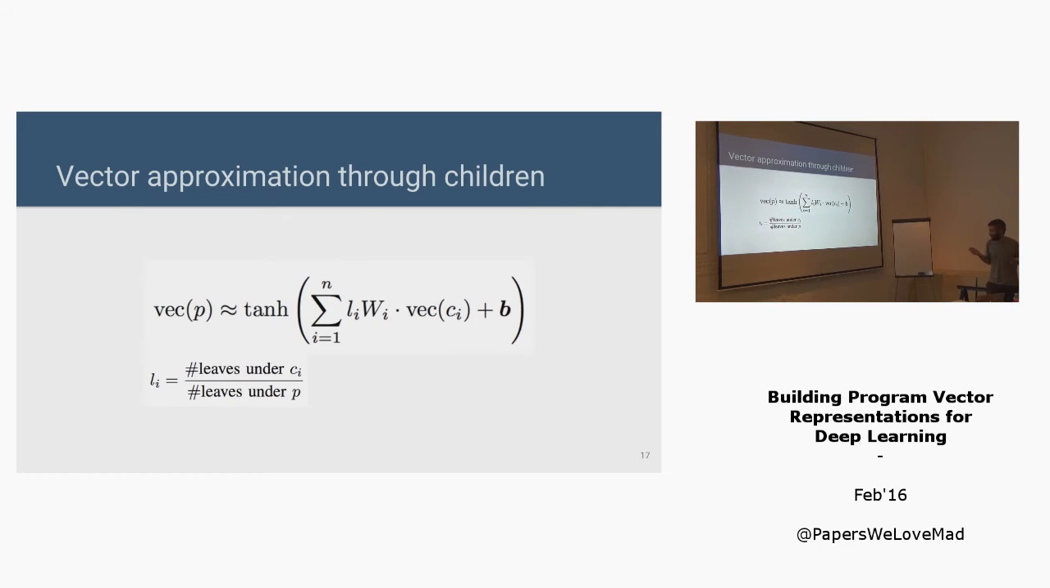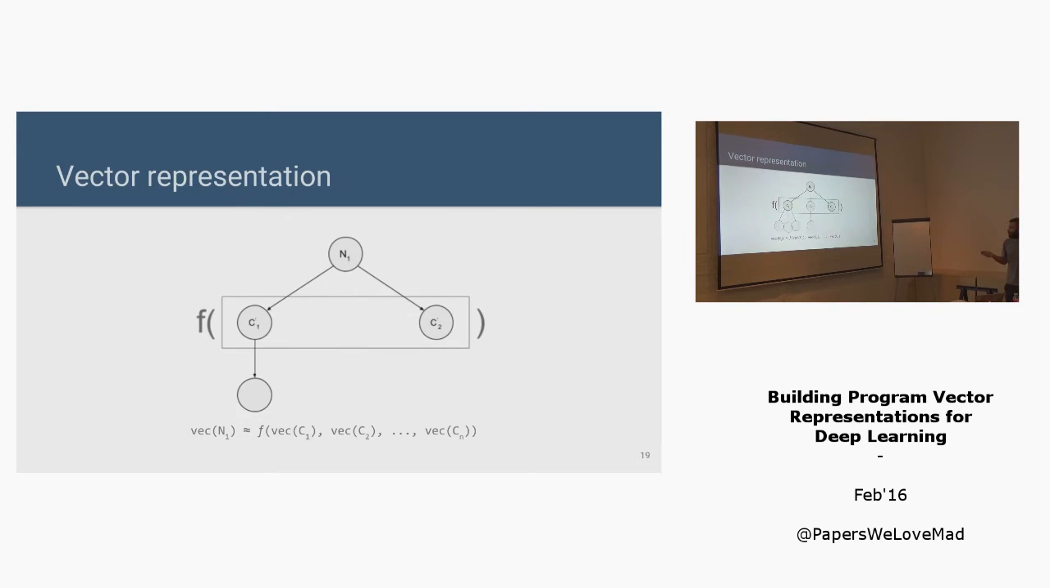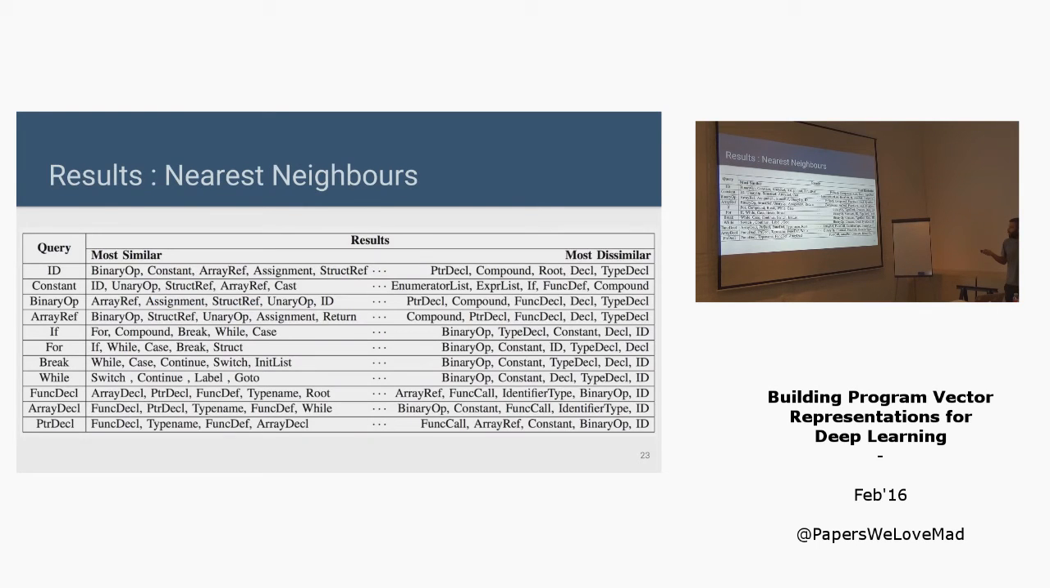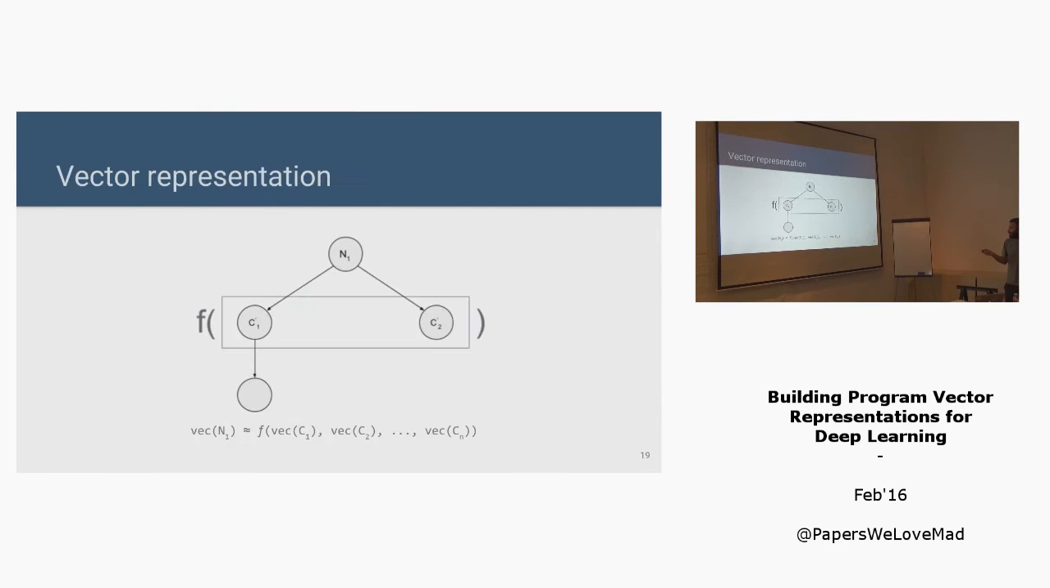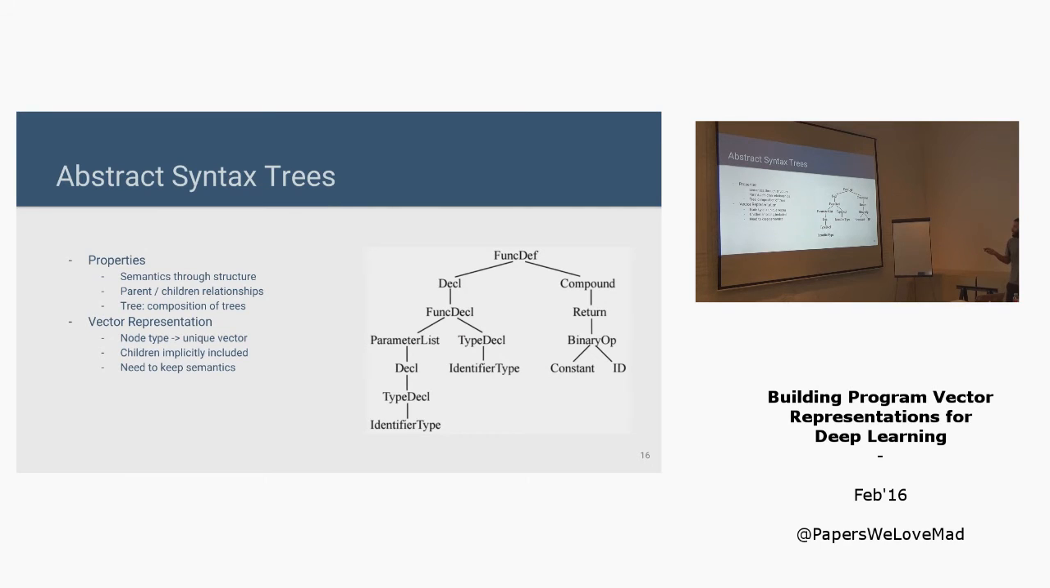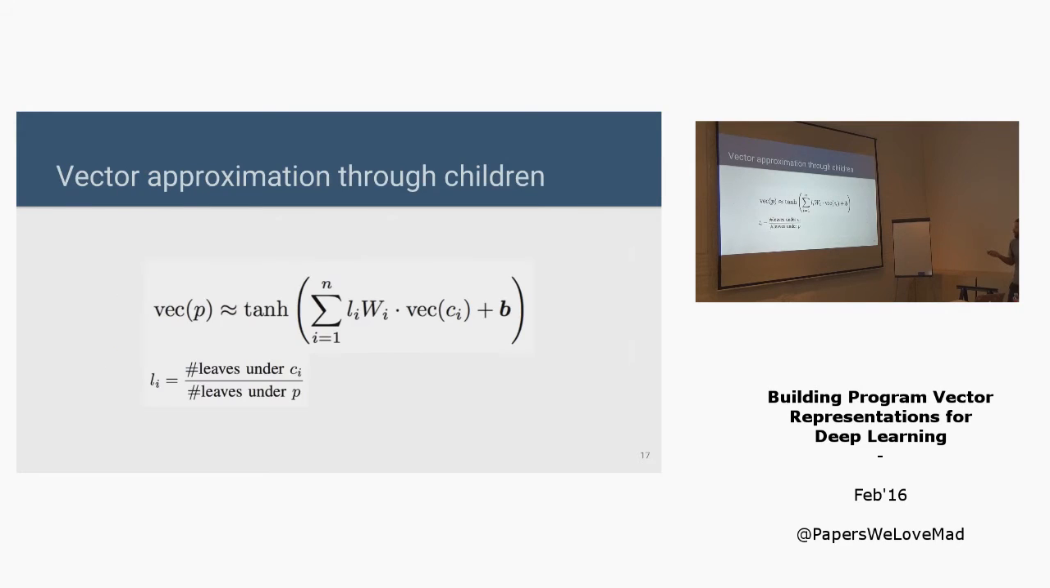Okay, so that's enough talk. Let's go to a formula. That's the basic approach that we use for generalizing. What we are trying to do here is build an approximation of a vector p. For instance, we are trying to approximate the vector p, which would be the one at the top, by aggregating the vectors that are below, the children.